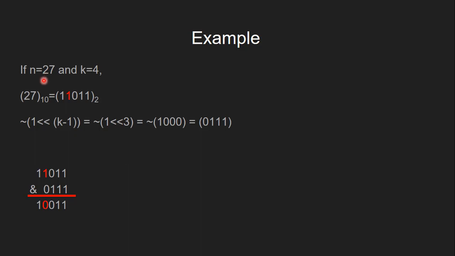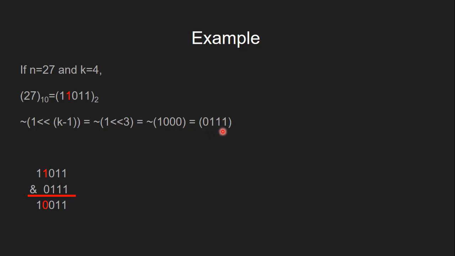If n is equal to 27 and k is equal to 4, then we have to turn off the fourth bit in 27's binary representation. Now, as we discussed earlier, we will create a number which has all the bits set except the kth bit. For that, we do left shift operation on 1 by k minus 1 position, that is 3 over here. We obtain this number and then we complement this number using bitwise NOT operator, and that's what we get here.